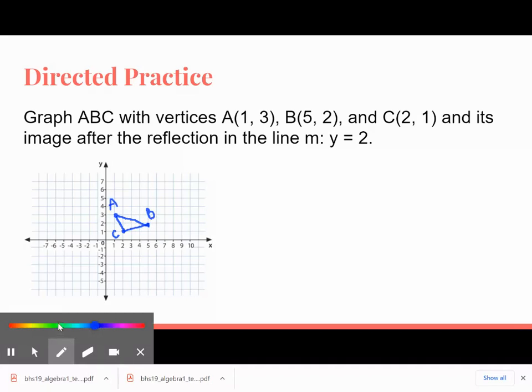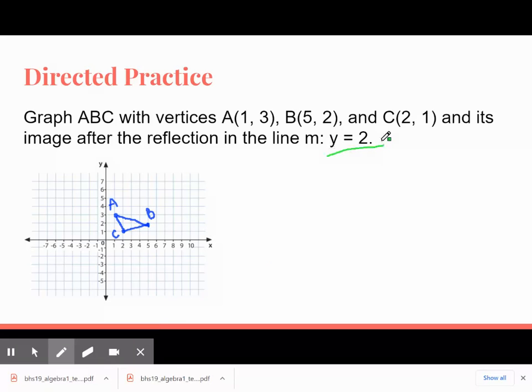Okay. So my question is, would this be a horizontal or vertical line? Horizontal. And do I graph it on the x or the y? The y, and it's a horizontal line. Now, before I was reflecting from left to right. How am I going to reflect this one? Up to down.